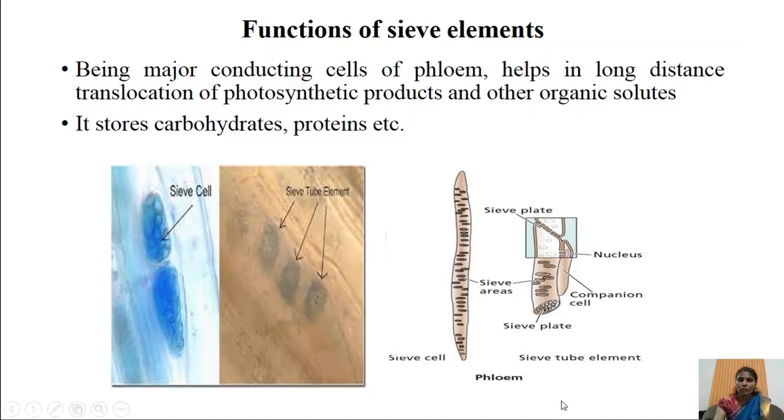Here we can observe the sieve tube elements and sieve cells, where the sieve cell is an elongated structure with sieve areas, and the sieve tube has a sieve plate with multiple perforations. The sieve tube is always associated with the companion cells, whereas a sieve cell is associated with a special type of parenchyma called albuminous cell. The sieve tube is the characteristic feature of angiosperms, whereas the sieve cell is the characteristic feature of gymnosperms.